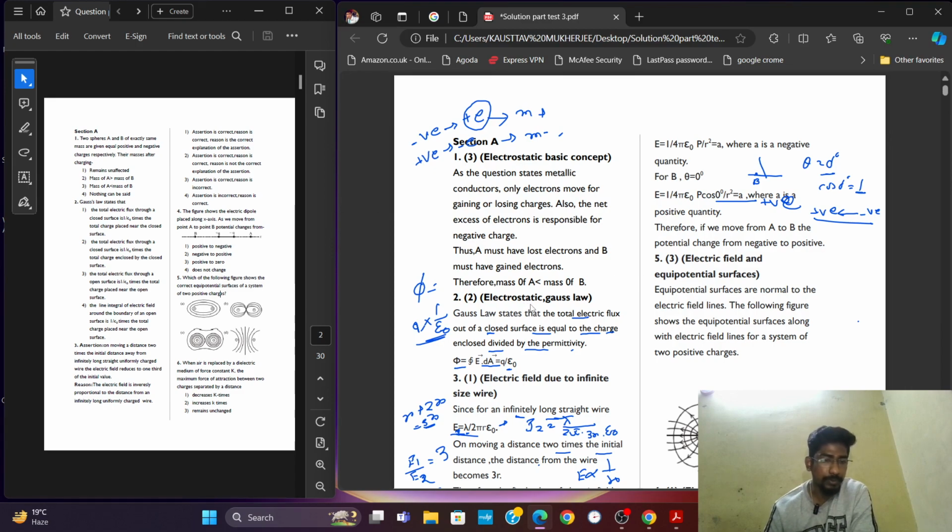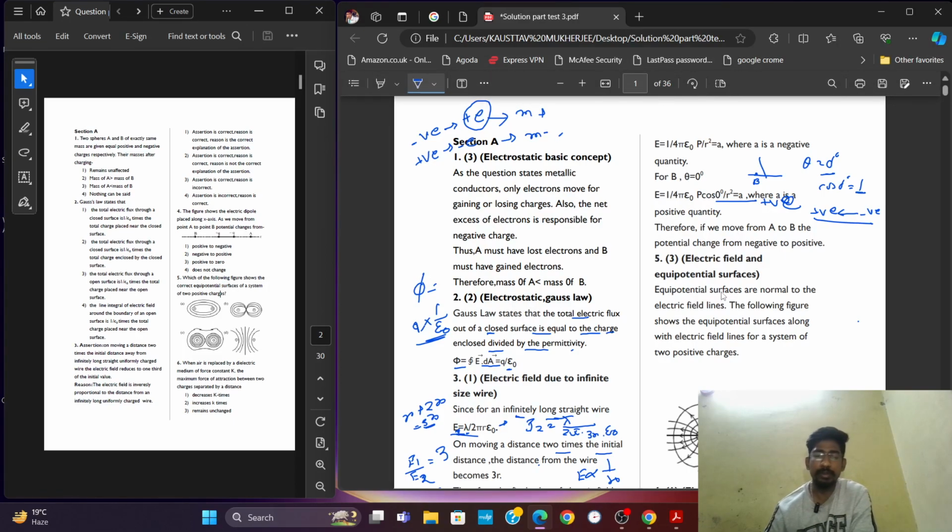Now question number 5. Which one of the following figures shows the correct equipotential surface system of two positive charges? Okay. What is an equipotential surface? An equipotential surface is a surface that is normal to the electric lines. This figure shows the equipotential surface along the electric field. So that means option 3. You can match the figure, it is option 3.